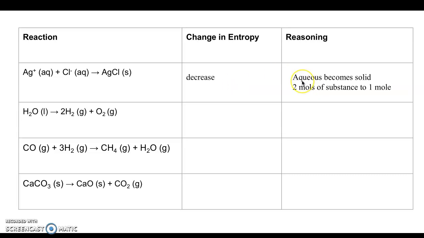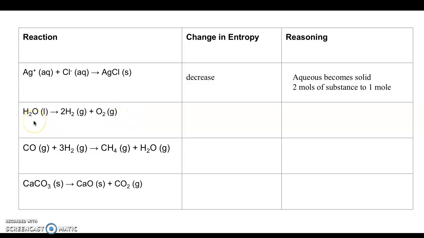And like I just said, we're going from an aqueous state to a solid state. And we have 2 moles of substance, right? 1 mole plus 1 mole is 2 moles to only 1 single mole of substance. Therefore, we see an overall decrease in amount, as well as we're going from aqueous to solid state.